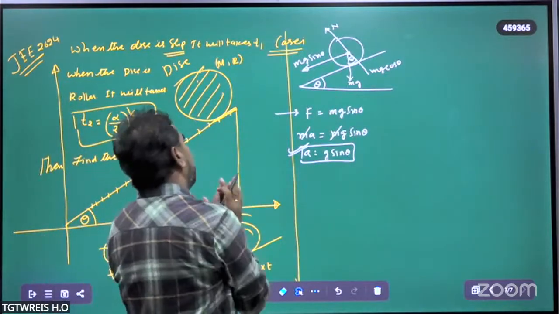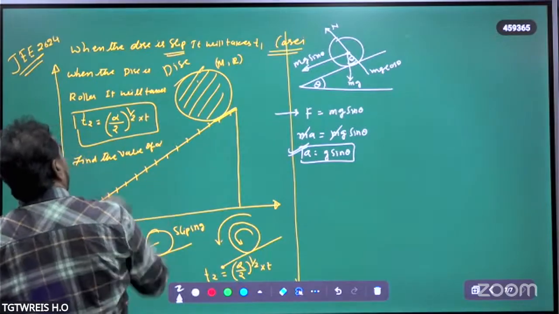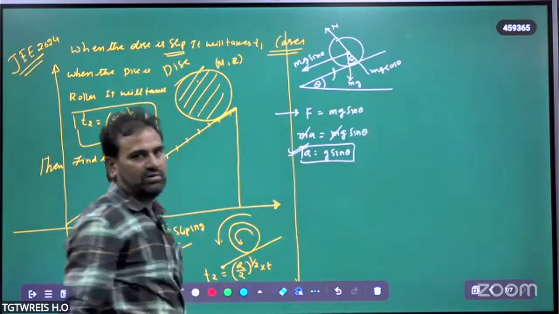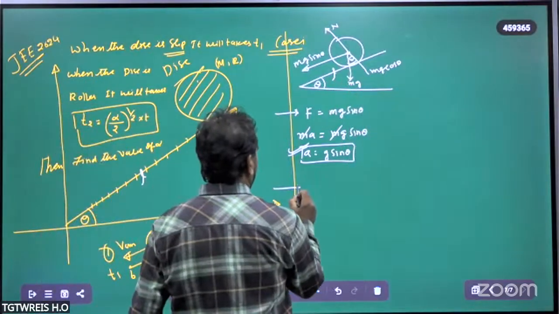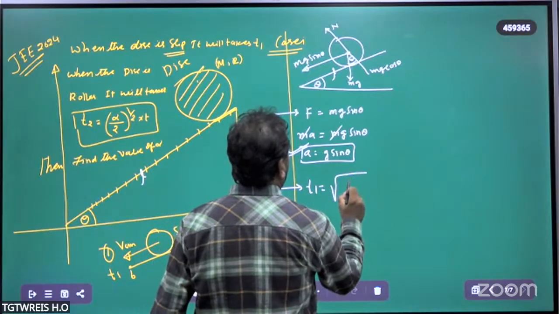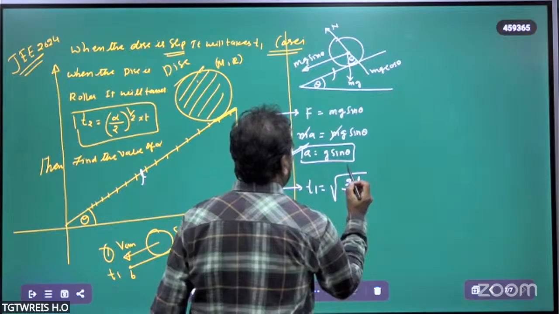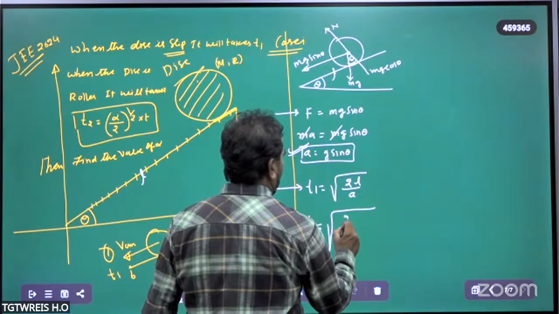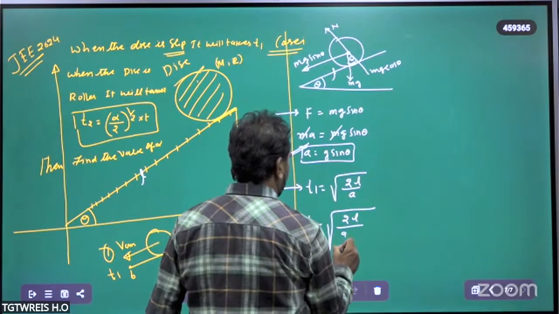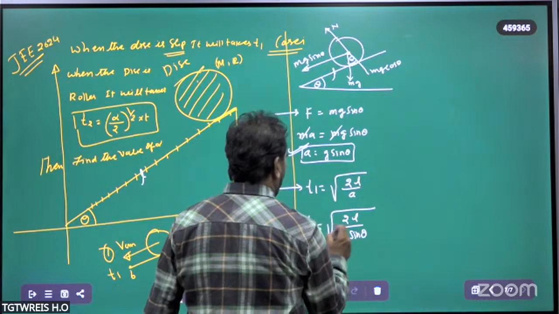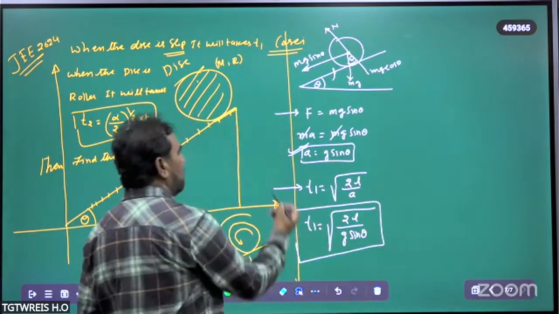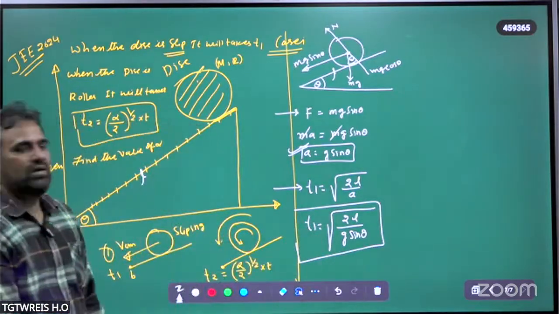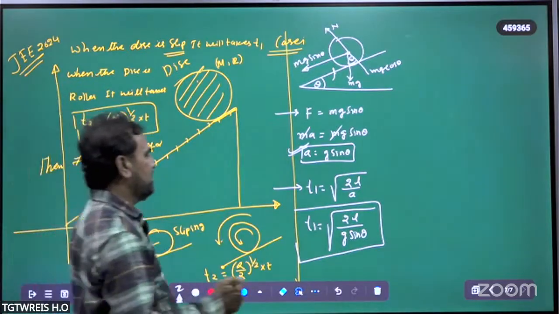Then how much time will it take? Let's take t1. The length of the inclined plane is L0. Therefore, t1 equal to square root of 2L upon a, which is g sin theta. When the disk is slipping on an inclined plane, it takes time t1 equal to root over 2L upon g sin theta. Let's take this as equation number 1.